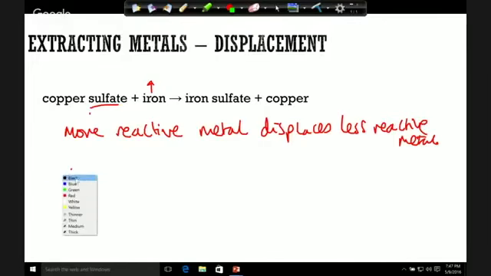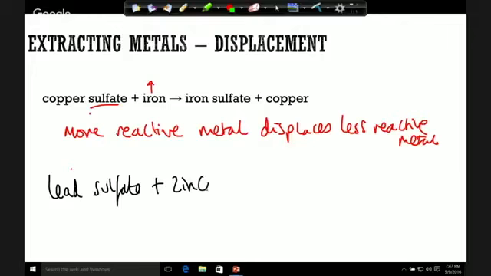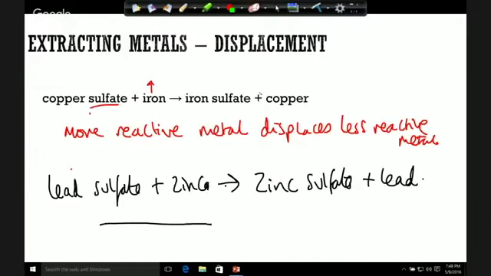Similarly, you might have another example like lead sulfate plus zinc, for example, and try to think about what you would end up with if those two things reacted, lead sulfate and zinc. Well done if you thought that would be zinc sulfate plus lead. Okay, so if you see these kind of reactions, you need to remember it as a displacement reaction. There's not reduction this time because we're not removing oxygen. We're talking about removing a sulfate, which is completely different. Okay, so this is the displacement with iron.